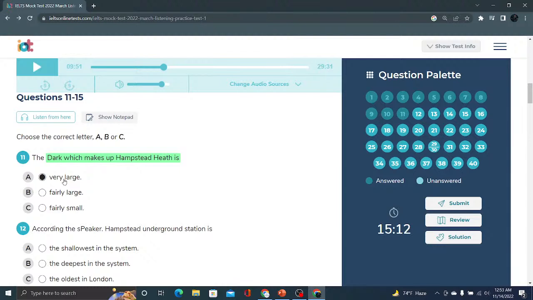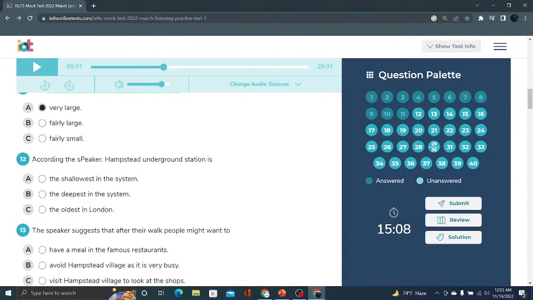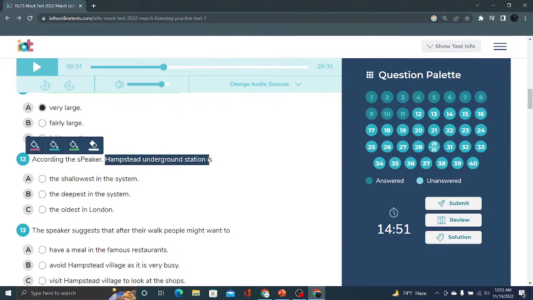Okay, now it's time to look for question number 12. According to the speaker, Hampstead Underground Station is blah blah.